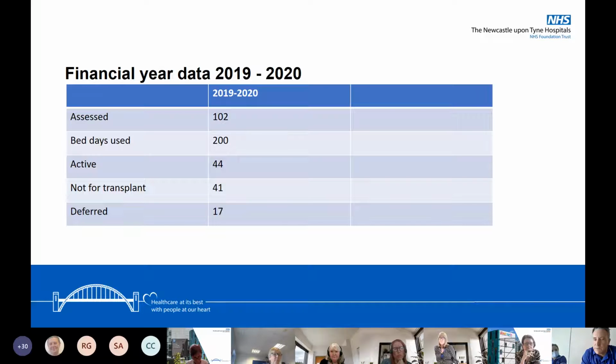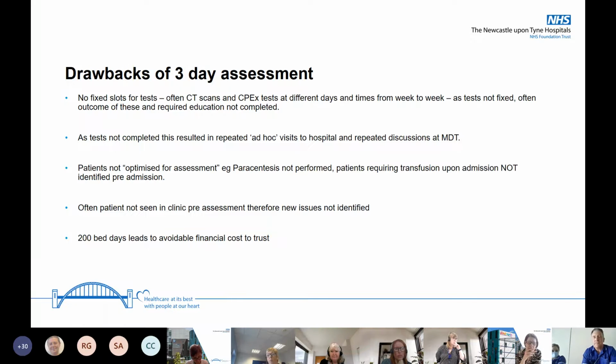So of these patients, we had 102. So the total bed days we used in the financial year until the end of March 2020 was 200. Of those 102 patients, we listed 44 as active, 41 were not for transplantation, and then we deferred 17 patients because they required further testing.